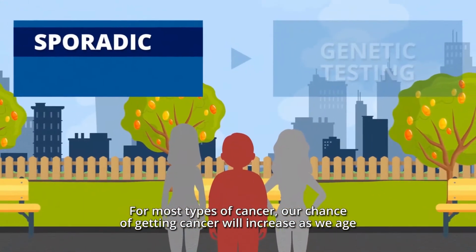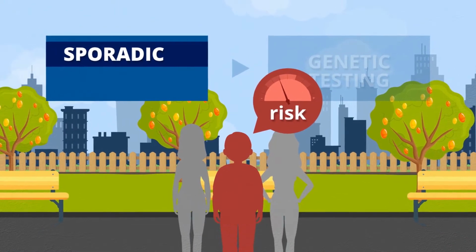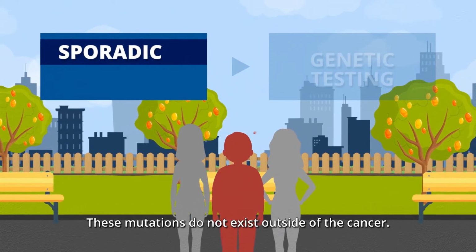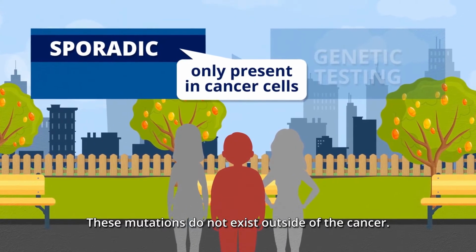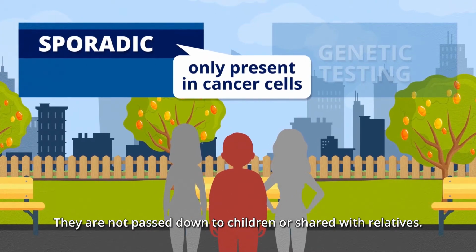For most types of cancer, our chance of getting cancer will increase as we age because there has been more time for mutations to occur. These mutations do not exist outside of the cancer. They are not passed down to children or shared with relatives.